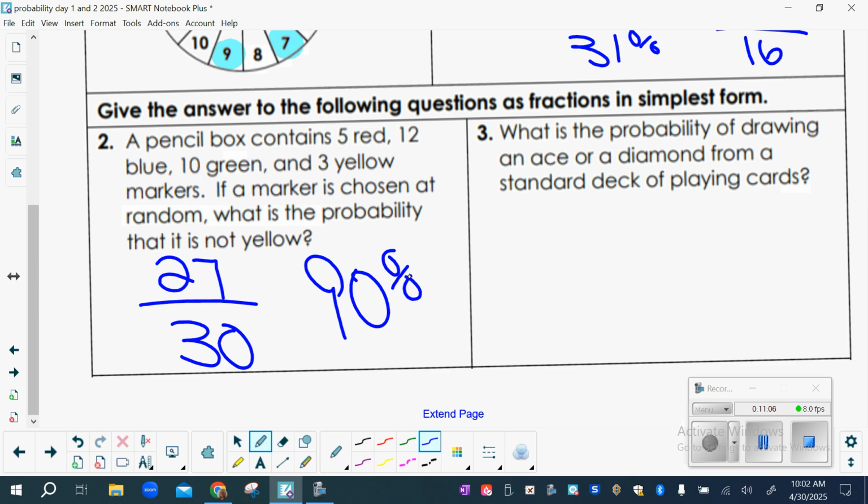Try the next one. I need you to be careful on this one. I want you to think about adding these all up, that you're going to have an ace or a diamond, but be careful. There is a little overlap there. There's something that's an ace and a diamond. Don't count it too many times. There are 13, that's what we talked about the other day. 13 cards in it as diamonds. But one of them is already an ace. 52 cards. I'm going to have 13 diamonds. I'm going to have 4 aces.